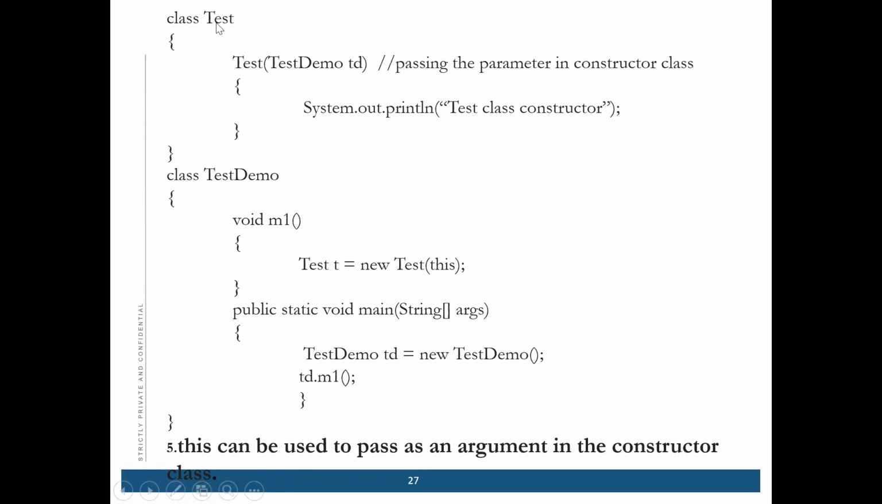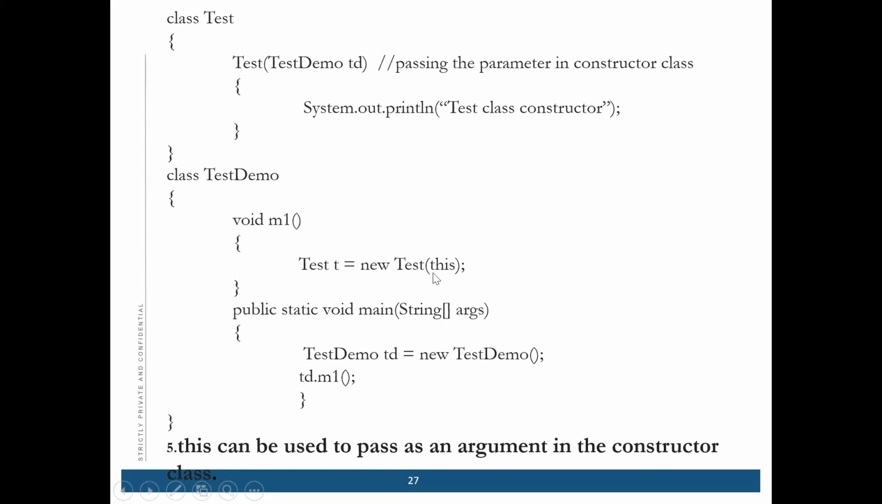Suppose there is one test class and there is one test demo. Now test demo is the main class, and here we are using the main method. That's why it is a main class. So test demo should be the name of your class. In that class, you are creating the same object we have created before. And then inside this, there is one method.